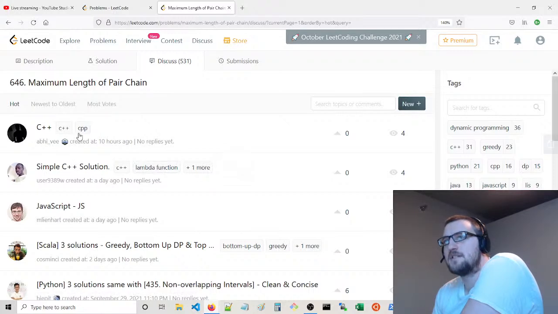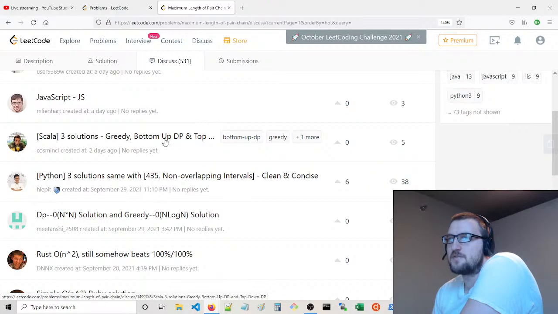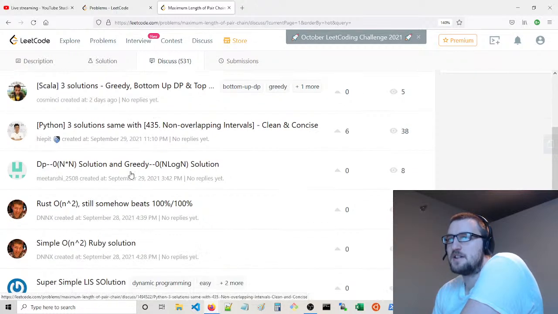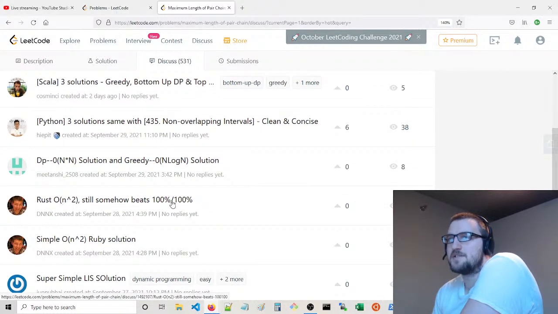Let's see. Greedy, bottom up DP, top down. Okay, interesting. Three solutions, same as 435, non-overlapping intervals. Ooh, I did solve this already. I thought I did. O of n log n, greedy solution. Rust, O of n squared, some.